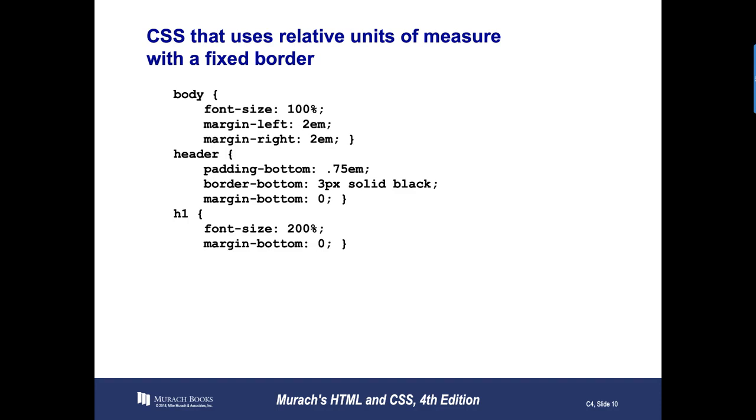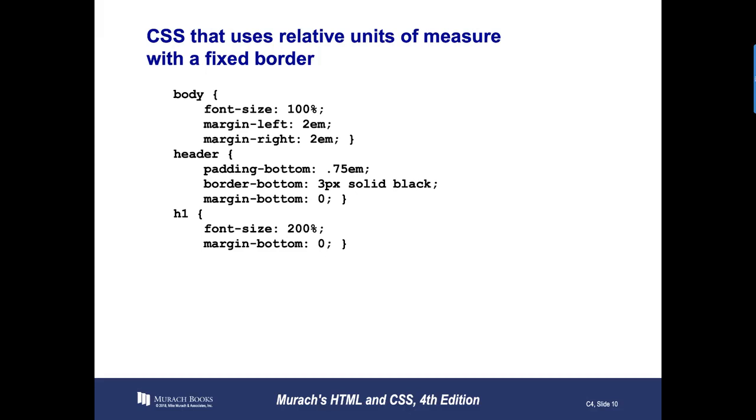The next thing says, the header selector, set the padding bottom to 3/4 of 1 M. The border bottom to 3 pixels solid black. The margin bottom to 0. And then the H1 selector, right? These selectors apply to these elements, H1s, headers, and of course there's only one body. But for the H1 element, you have font size 200% and then margin bottom 0.